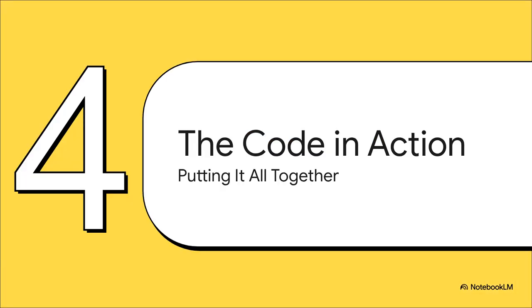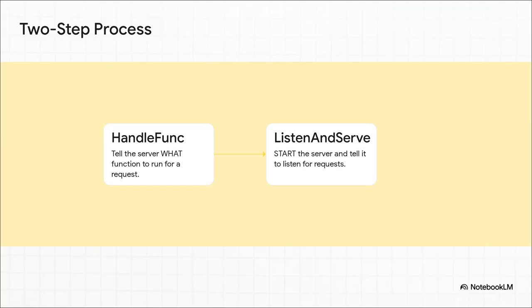Okay, so we've seen the two big ideas, right? We have a function to handle the request and a command to listen for it. So now, let's put it all together and see what the final code actually looks like. And just to recap, remember, it's really just a two-step dance. First, http.HandleFunc. You tell the server what function to run. Second, http.ListenAndServe, and you start the server and tell it to start listening. That's the whole logic. That's it.